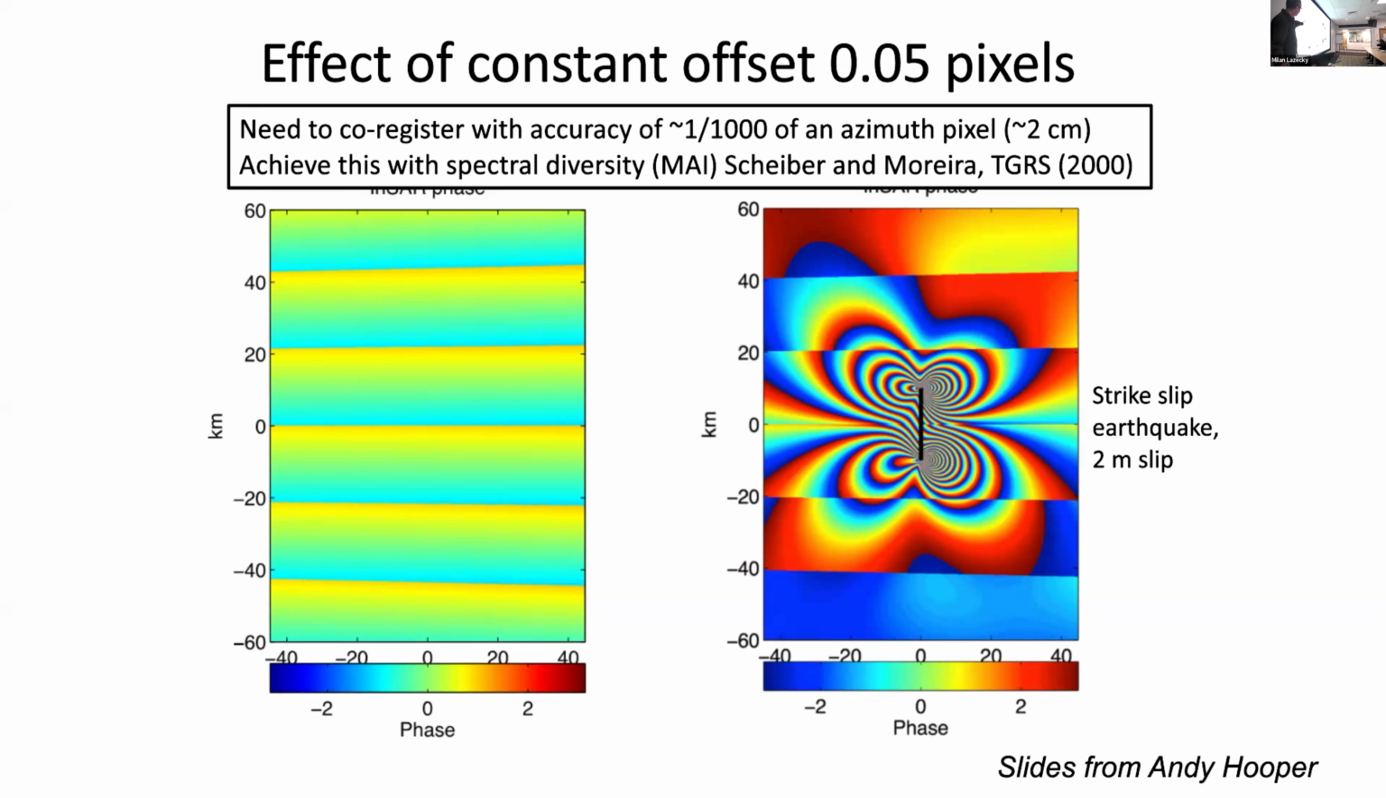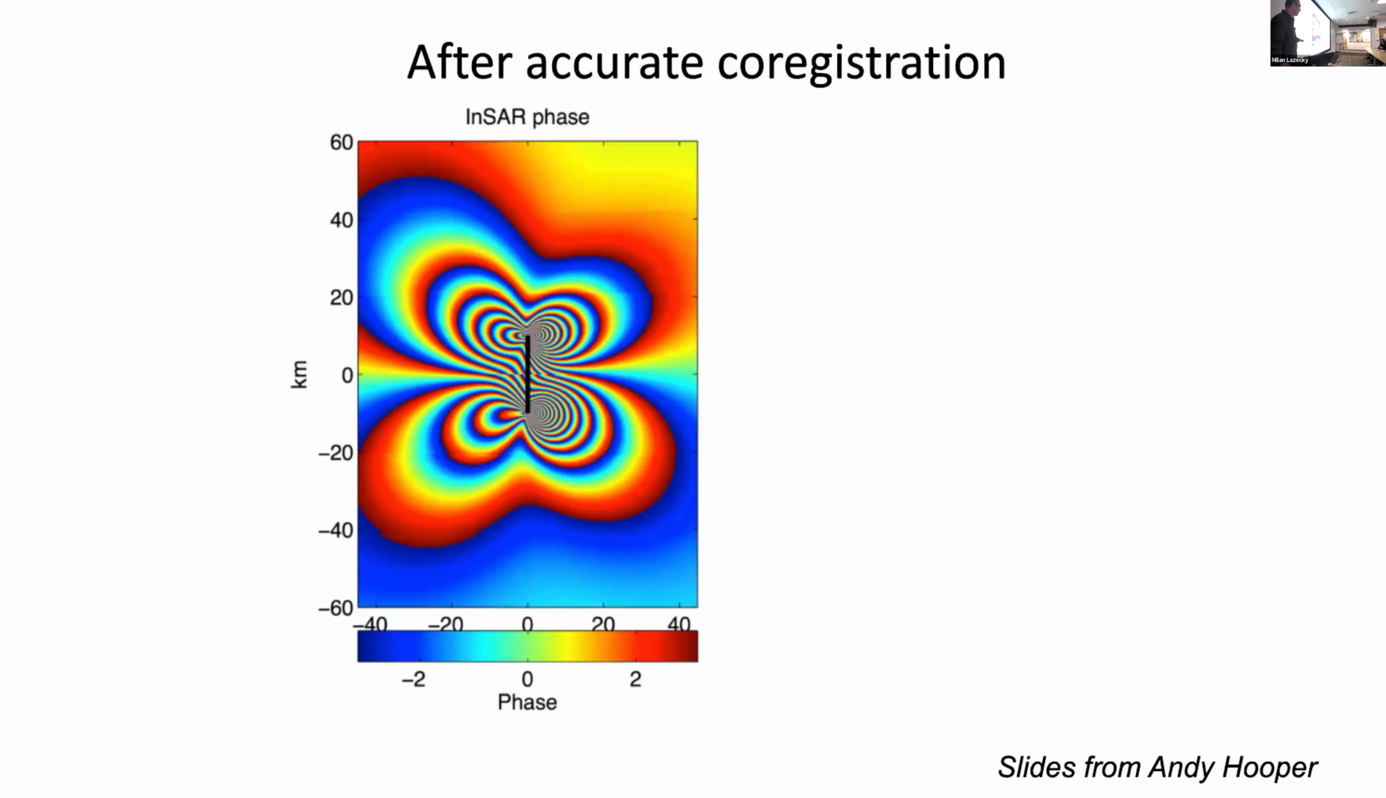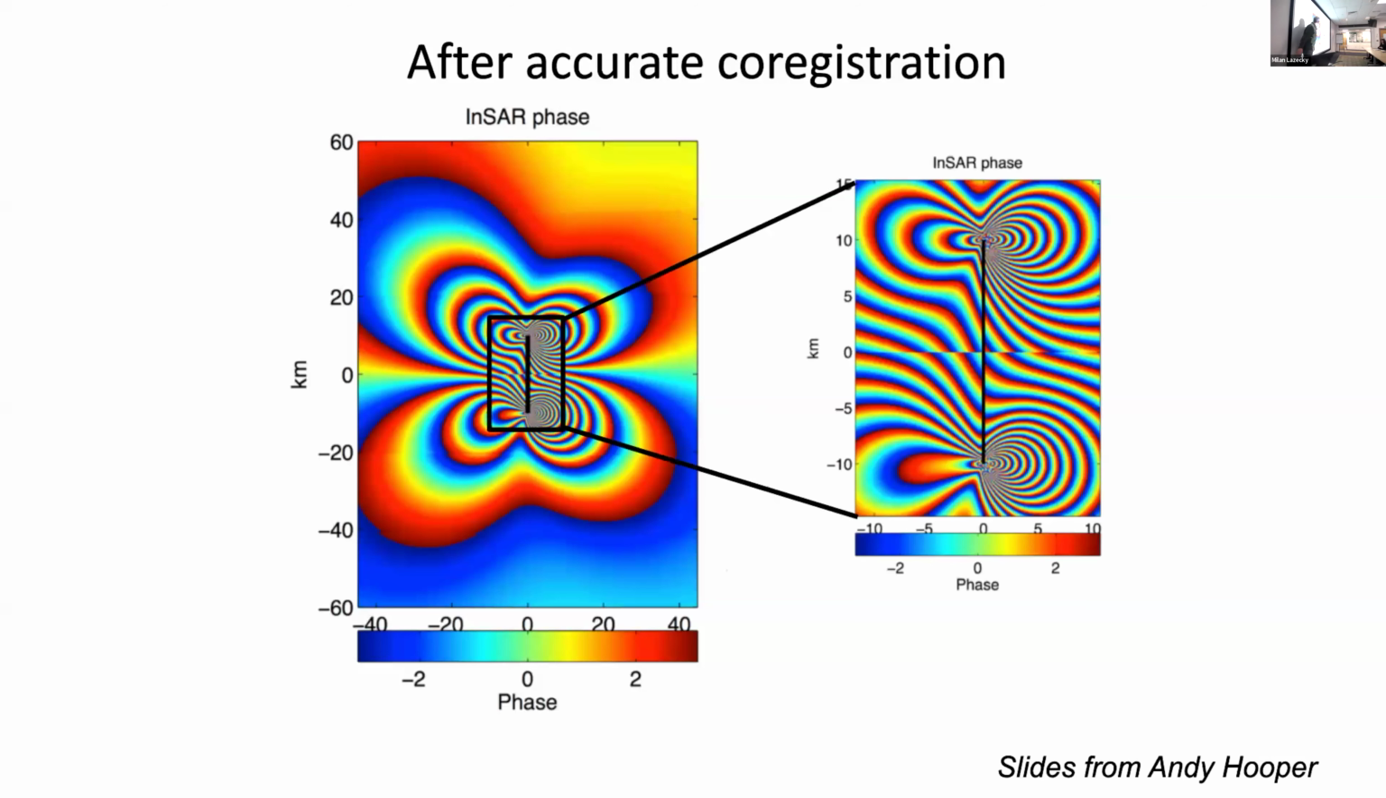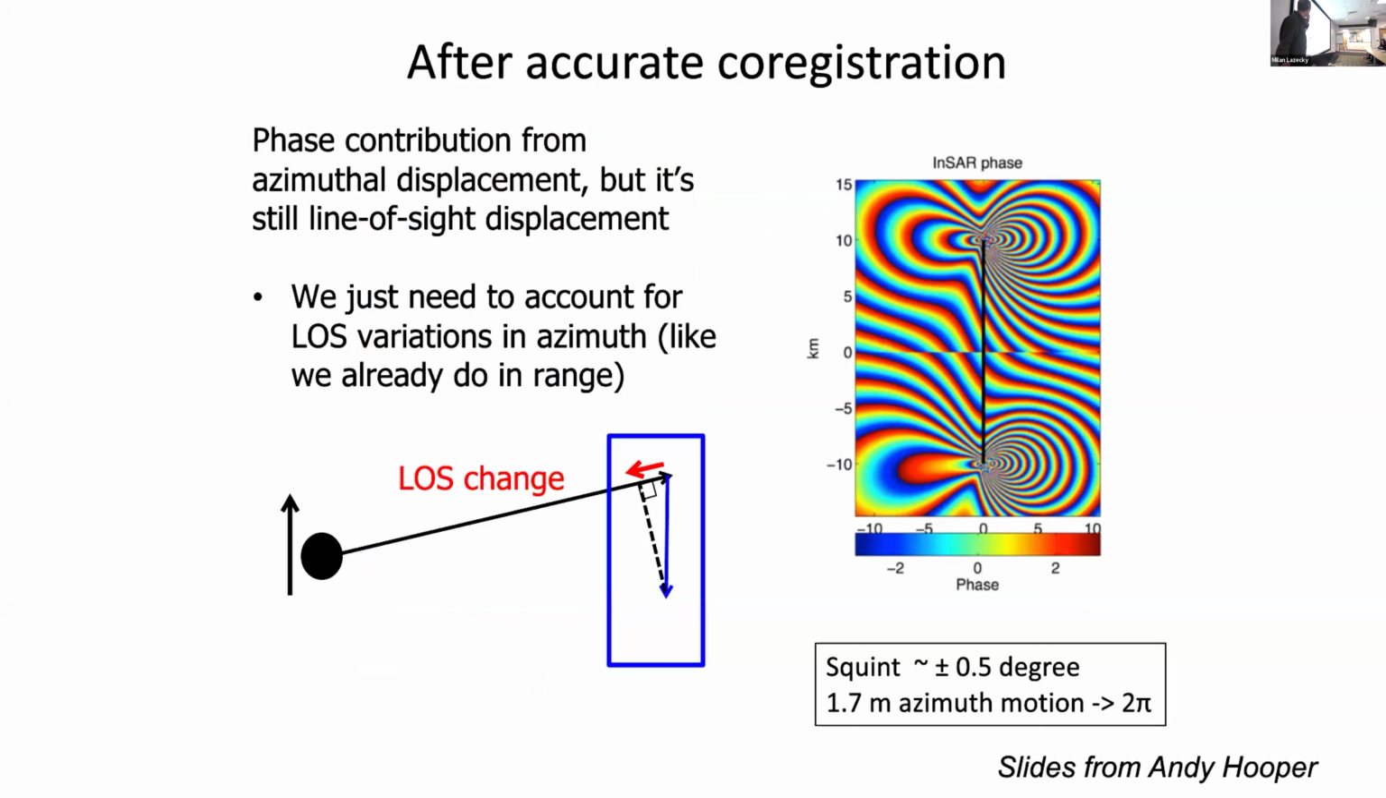You can co-register this pretty precisely by actually using some of the information in the burst overlap data. If you do that, then you can correct most of the signals. You almost don't notice it. But if you zoom in here, you can see there's this discontinuity. That's due to the fact that there really is north-south motion in that location. It's not a misregistration. It's due to the north-south motion in this earthquake.